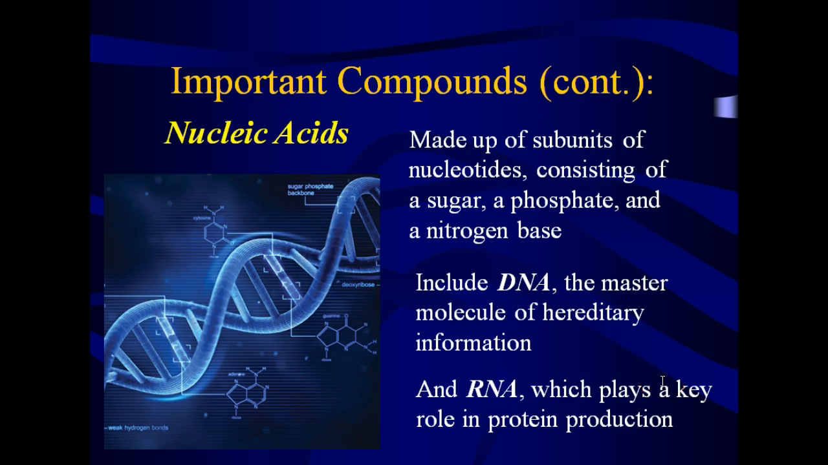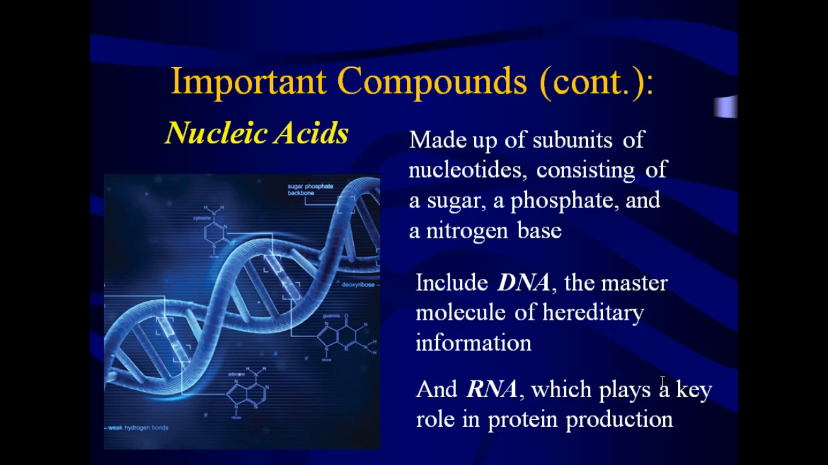Last important compound is nucleic acids. And there's two main types of nucleic acids. There's DNA and RNA. Now, you may realize that the NA in DNA and RNA stands for nucleic acid. So just like proteins are made up of subunits called amino acids, nucleic acids are made up of subunits called nucleotides. So you might want to think of them as kind of like a train, and the train cars are these nucleotides. And each nucleotide consists of three parts. It's got a sugar, it's got a phosphate, it's got a nitrogen base.